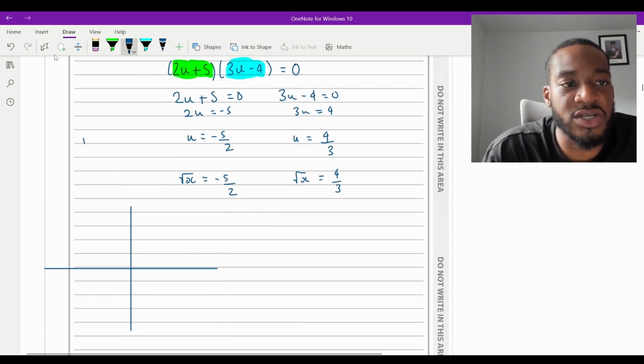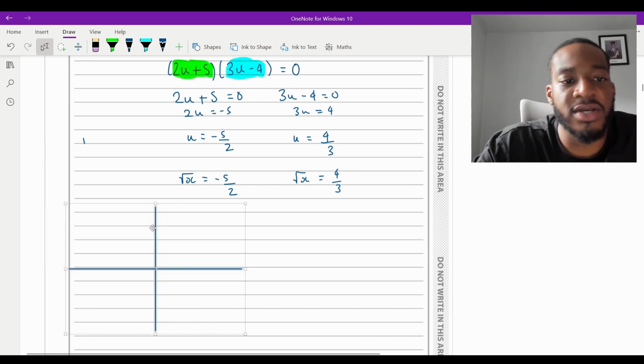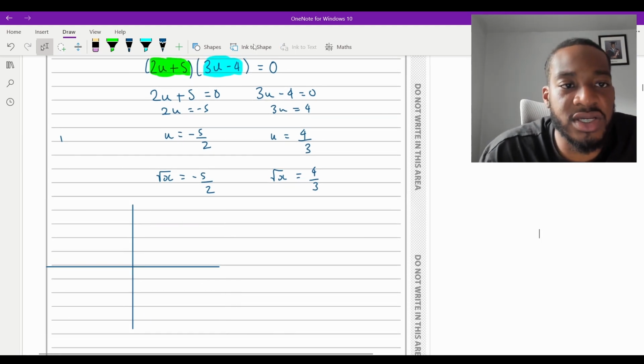Let's just say this is my axis over here. Just bring this here a bit. This is my axis here. Root x is just above the x-axis, isn't it? It's like this. I'm going to put y here and then x here, like that. This is the graph of y equals root x.